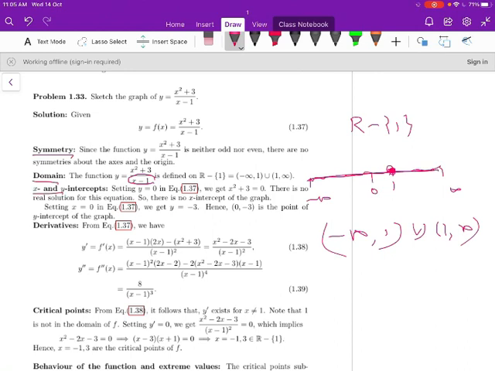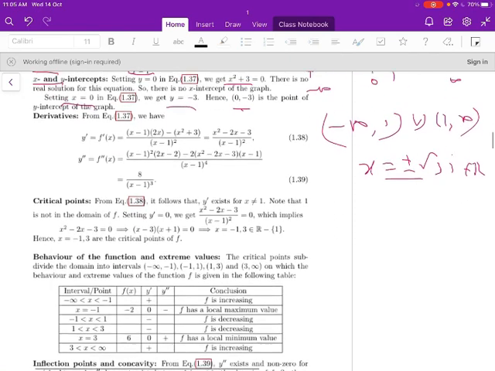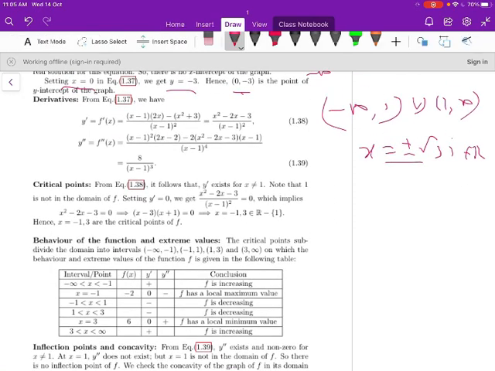For the x and y intercepts, take y equal to 0, so x square plus 3 is equal to 0. So x is equal to plus or minus root 3 i, which does not belong to R, so there are no x intercepts. Setting x equal to 0 gives y equal to minus 3, so 0 comma minus 3 is the only y intercept. Let us calculate the derivative. Y dash, differentiating by using the quotient rule, is x square minus 2x minus 3 by x minus 1 whole square. Y double dash is 8 by x minus 1 whole cube.